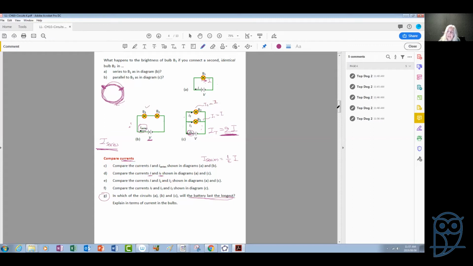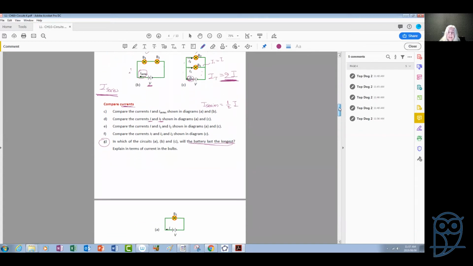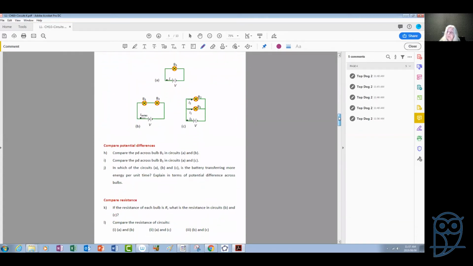Good. Now, I think this discussion is very valuable, even though it seems very simple. It is not simple. It is very, very profound ideas that are involved here. It's the way that we need to understand the circuits and their connections. Okay. All right. Now, let us compare potential differences.